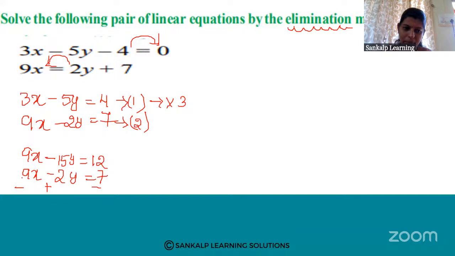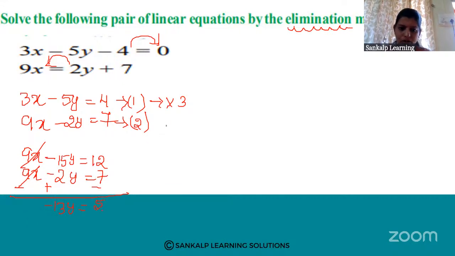Okay, so here plus becomes minus, minus becomes plus, right? Okay, now here plus 9x is there, here minus 9x is there. That means 9x and 9x will get cancelled. What will you get? So minus 15y, here plus 2y is there. That means minus 15y plus 2y is minus 13y is equal to, here 12 is there, here minus 7 is there. So 12 minus 7 is 5.